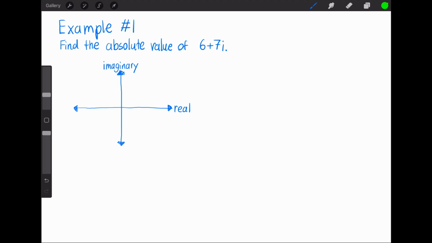Let us graph this complex number first. The complex number 6 plus 7i is located here on the complex plane. Because we know the form of a complex number is a plus bi, we know that a equals 6 and b equals 7. As a result, we will substitute these values into the equation that I mentioned earlier.